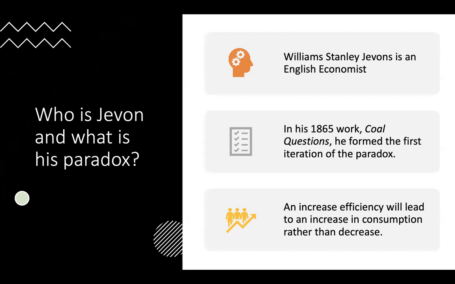Who is Jevons and what is his paradox? The name Jevons paradox stems from William Stanley Jevons. He was an English economist. This idea, the rebound effect or Jevons paradox, originally stemmed from coal questions. In Jevons' 1865 work, he formed the first iteration. The basic idea was that an increase in efficiency is leading to an increase in consumption rather than a decrease.